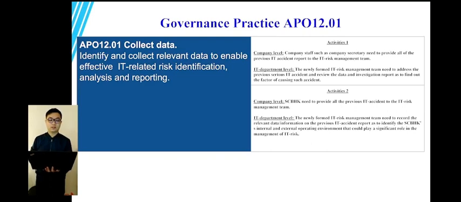The second activity, at the company level, the bank needs to provide all the previous IT incident reports to the IT risk management team. At the IT department level, the newly formed IT risk management team needs to record the relevant data and information from the previous IT incident reports to identify the factors of the IT-related risk.